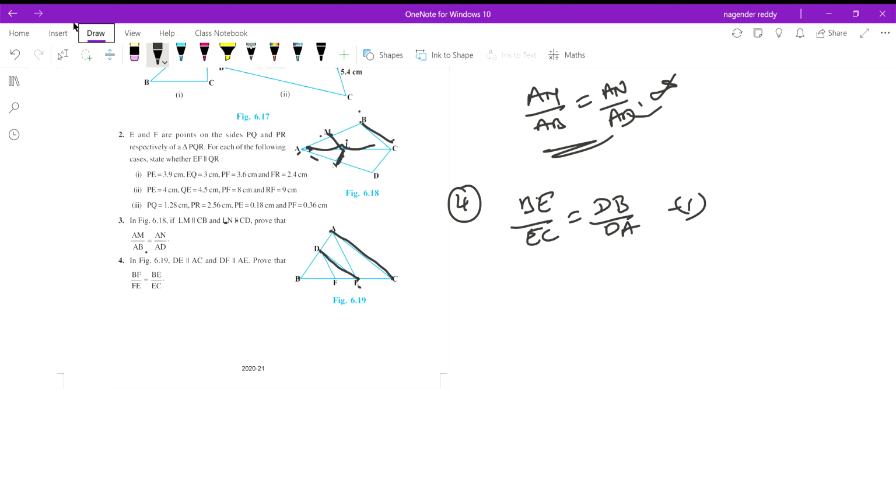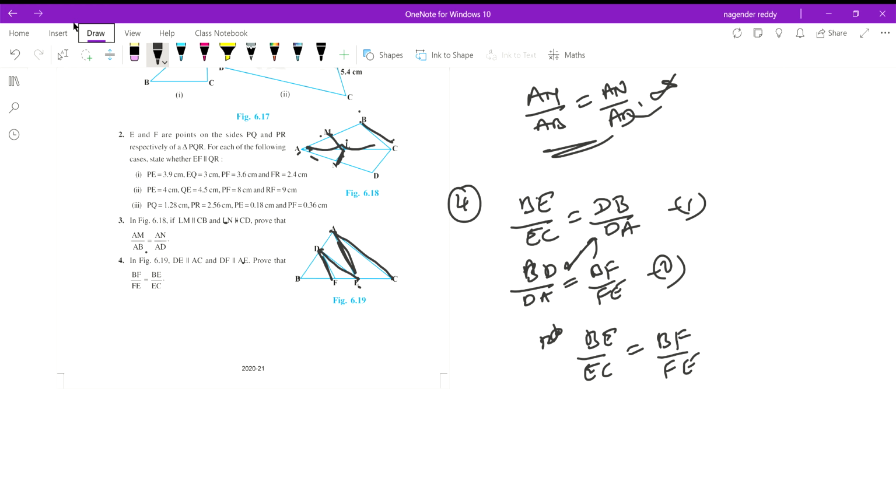Now see here, DF is parallel to AE. That means we can take BD by DA is equal to BF by FE. Equation number 2. Now by using 1 and 2, by equivalence condition, we can write BE by EC is equal to BF by FE. Hence proved.